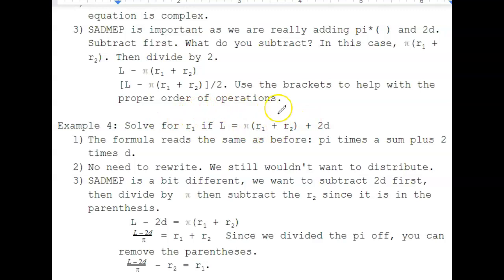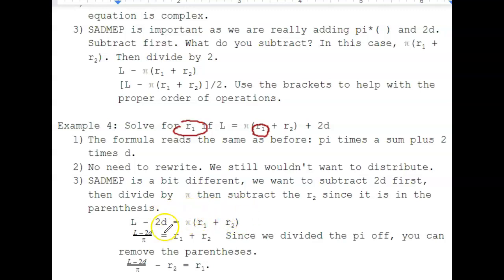Keeping the same formula again, what if I wanted to isolate one of these radii, radius 1 or radius 2? So this one says I want to get radius 1. So think about what we did before. This 2D is added to this thing. So right now I want to keep this where it is. I didn't choose to rewrite it. You could flip-flop these two together so that the 2D is near the L and working through SADMEP and backwards and opposite. So length, L, minus 2D equals pi times this thing.